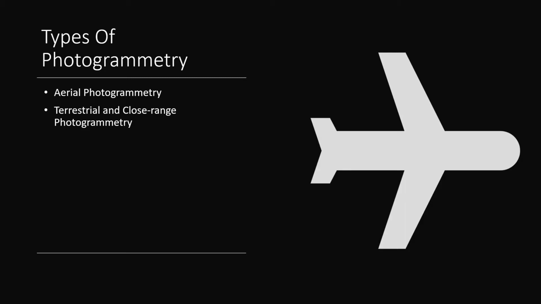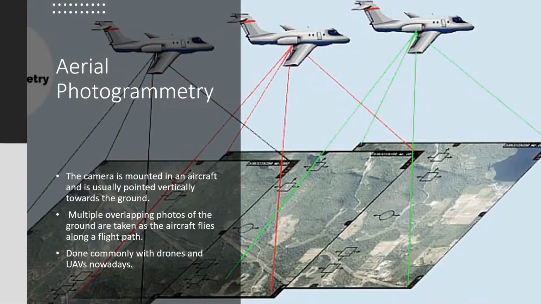So there are two different types of photogrammetry: aerial photogrammetry and terrestrial and close-range photogrammetry. So first, there's aerial photogrammetry. You can see the picture in the back. It is usually when a camera is mounted in an aircraft and it is pointed vertically to the ground. With this, they will take multiple pictures that will be overlapping, so it's not missing a spot of the ground as the plane flies along a set path.